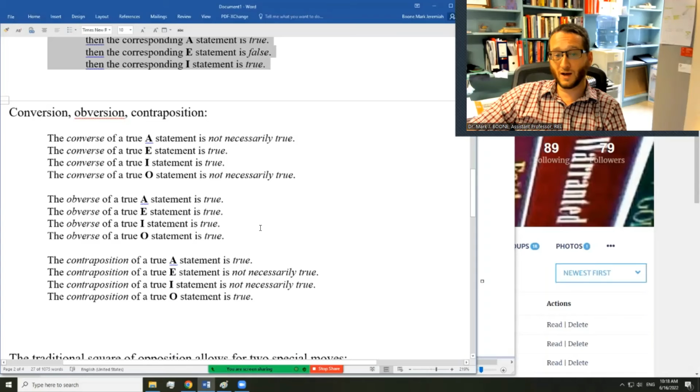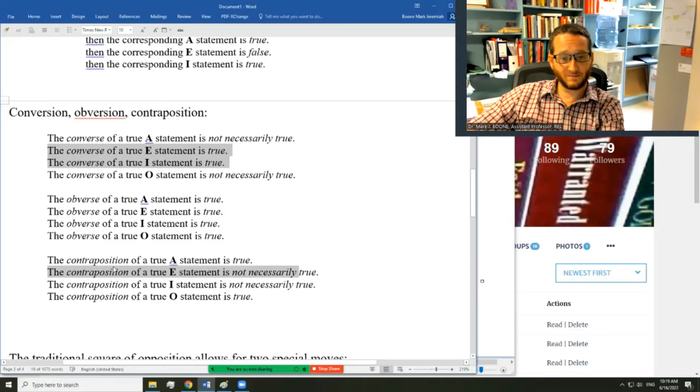The obversion of any true statement is true. The converse of a true E or I statement is true. The contraposition of a true E or I, the conversion of a true E or I statement is true, and you can make that inference validly. The contraposition of a true A or O is true, and you can make such an inference validly.